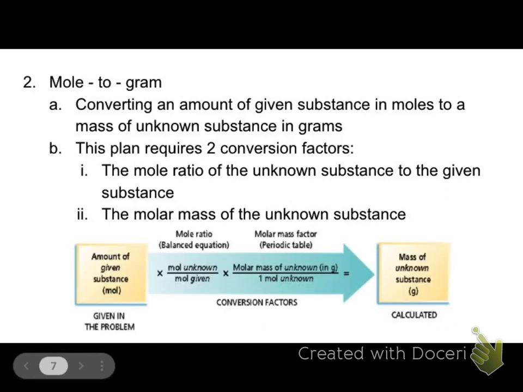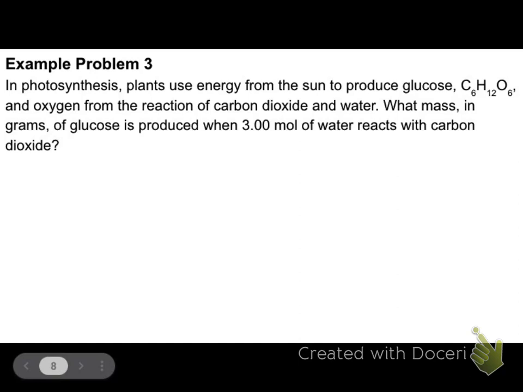So what this looks like here is you're going to have your starting amount of a substance in moles. You'll use your mole ratio to make a conversion factor here. Then you will use your molar mass conversion factor to get to your final product. So the first half of this problem will be identical to what we just did, and then there's just one more step on top of that at the end. So we can move to the example problem.